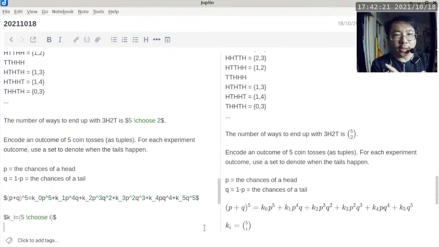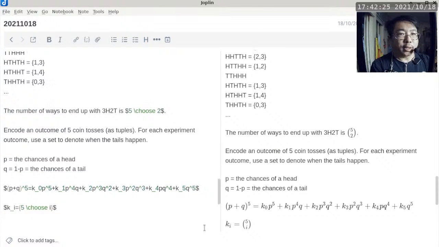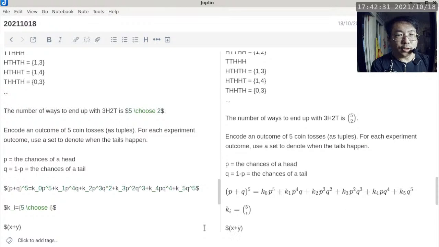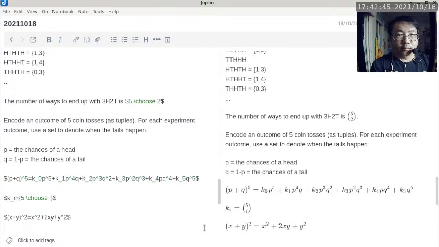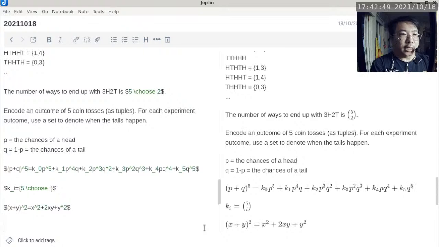When you look at this, it may not make sense, right? But when we look at this from a simpler view, it might help you understand something that you have seen already. So we'll just look at x plus y to the power of 2. It is x squared plus 2xy plus y squared. Right? That's something that you have learned a long time ago.